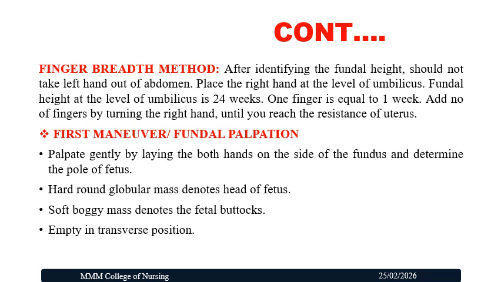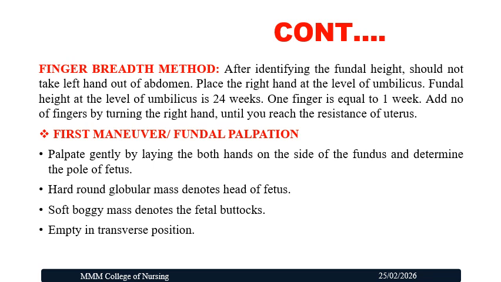Finger breadth method. Here also the same thing: with the left hand we have found the resistance of the uterus, and we are not supposed to take the left hand out of the abdomen. The right hand has to be placed at the level of the umbilicus. Up to the umbilicus it is 24 weeks of gestational age. Then you calculate each finger from the previous one, that is 24 weeks. One finger is equal to 1 week. Add the number of fingers by turning the right hand until you reach the resistance of the uterus. This is how you calculate the gestational age by the finger breadth method.